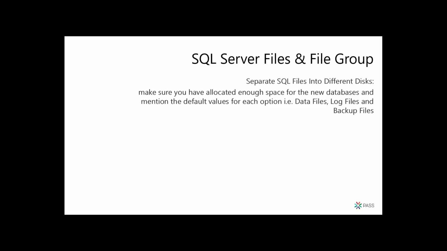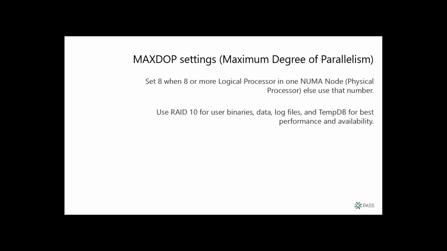If we have more disks, it is preferable to keep the different files on different disks. There is an important feature in the configuration window called max drop, maximum degree of parallelism. Actually, these things are very much ignored. I have seen it. Have you seen it? The max drop feature. Say we have 8 cores, and SQL Server treats each individual logical processor in a NUMA node as a physical processor.